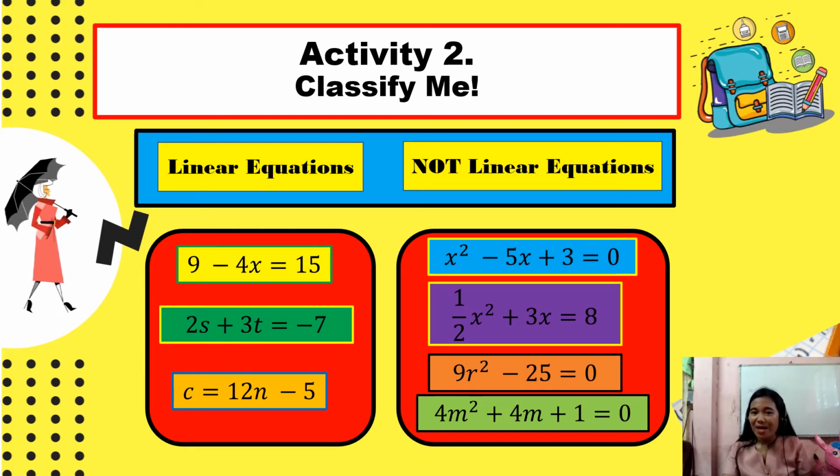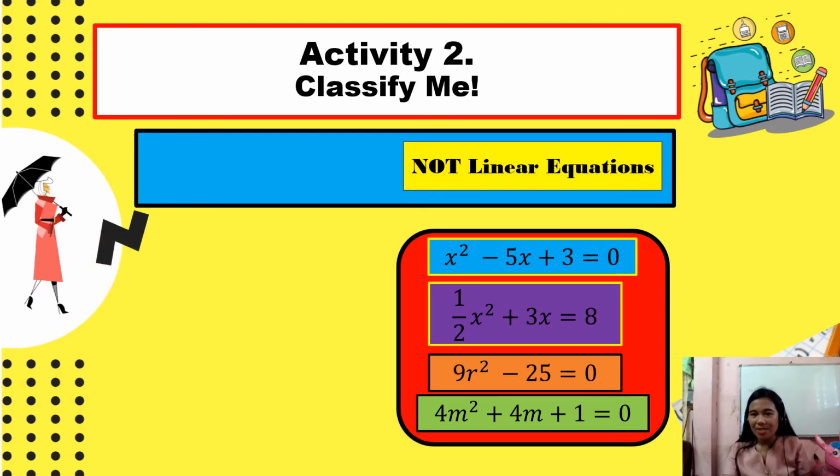This is the answer to number 2. Why can you say that these are not linear? Go back to the definition of linear equations. Linear equations should be first degree, meaning the highest exponent is only 1.